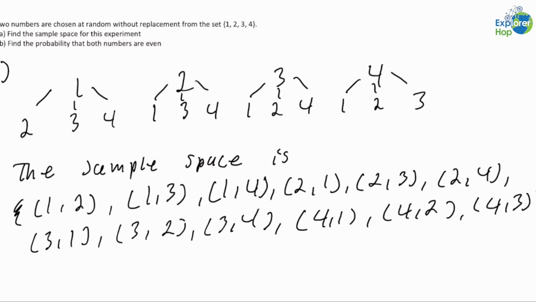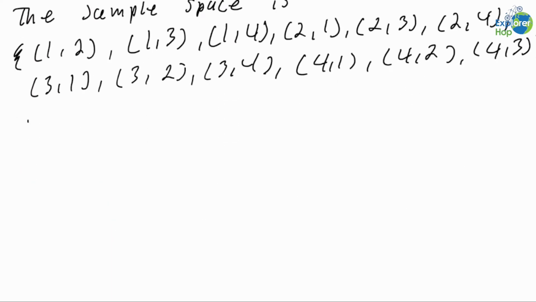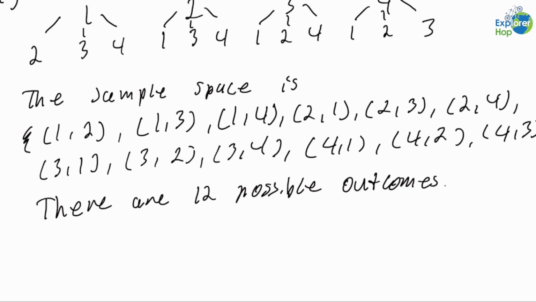We can see from the sample space that there are 12 possible outcomes if we were to count every outcome in the sample space. And that's it for part A.